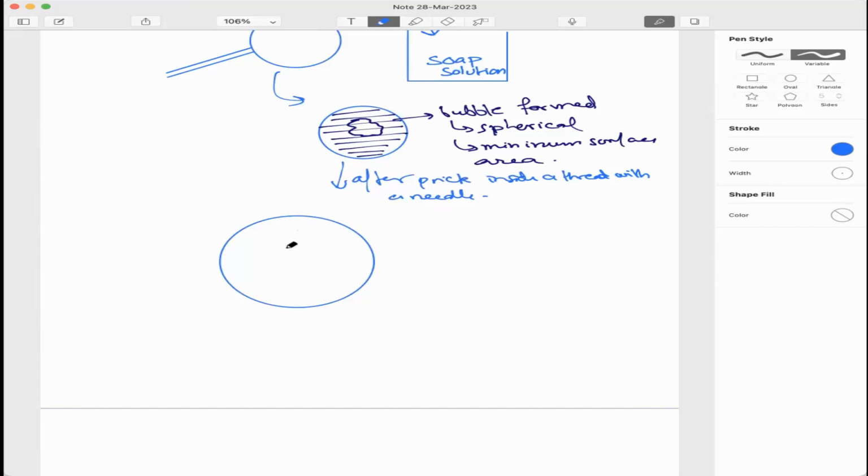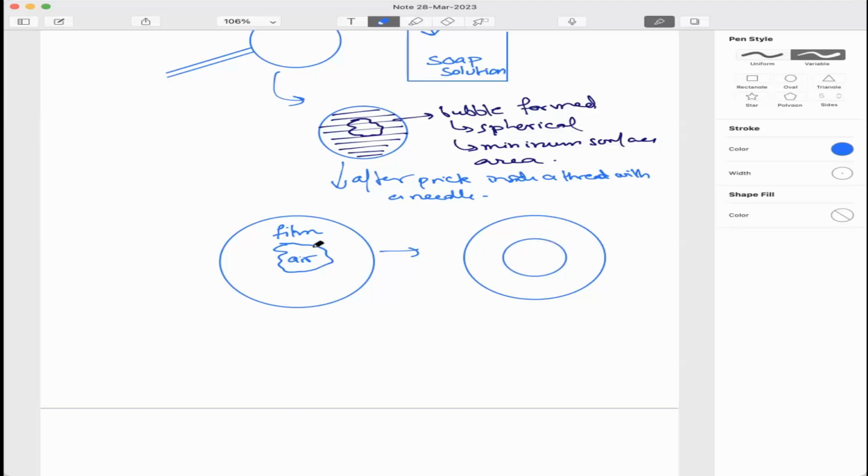There is no film inside the thread now, so there is air there. Outside is the soap solution, the surfactant film, which is there already. And what will happen? This thread, after some time, will attain a circular shape. So why does this happen? This phenomenon also happens because of the surface tension.